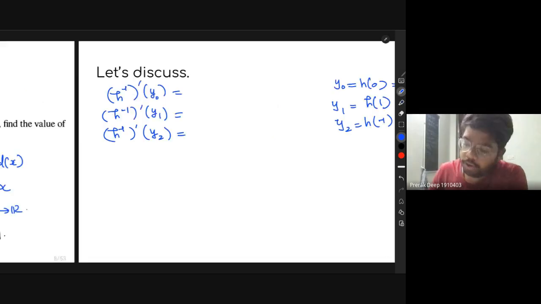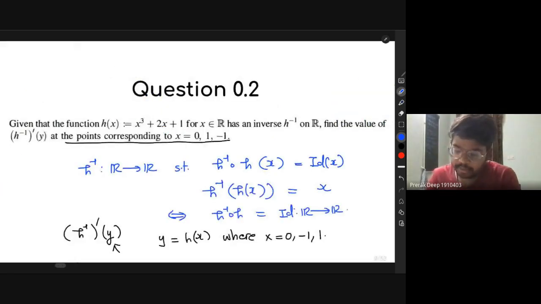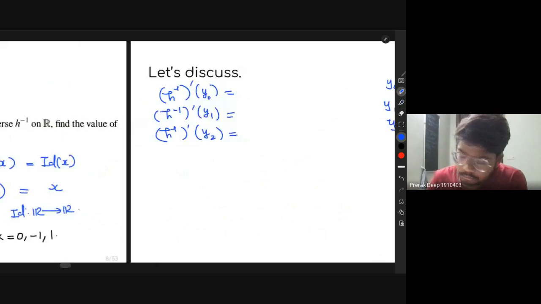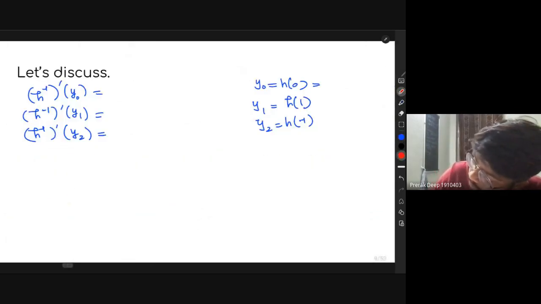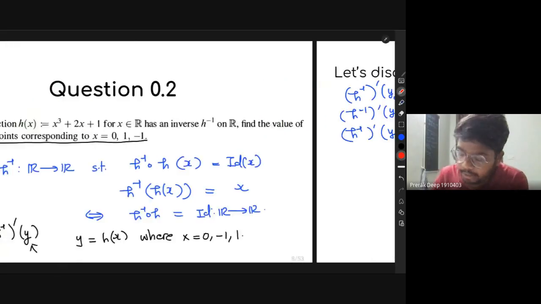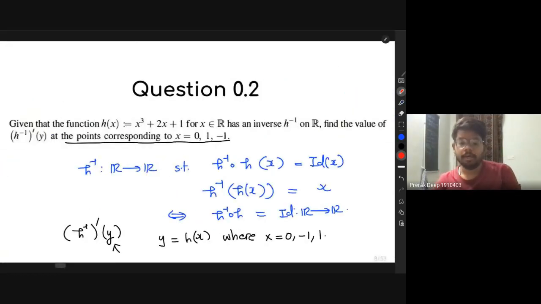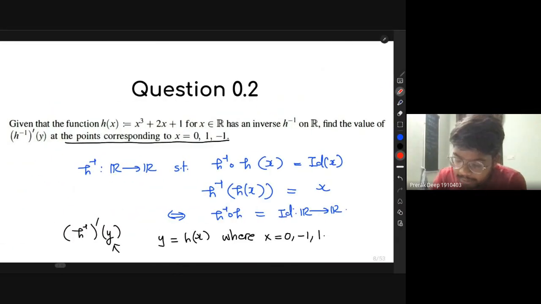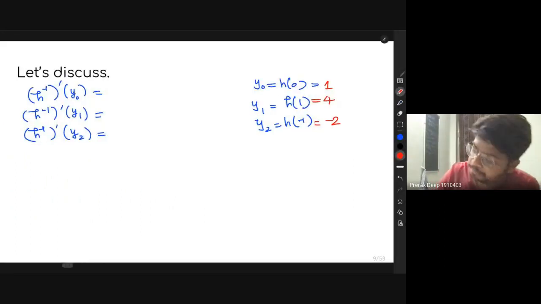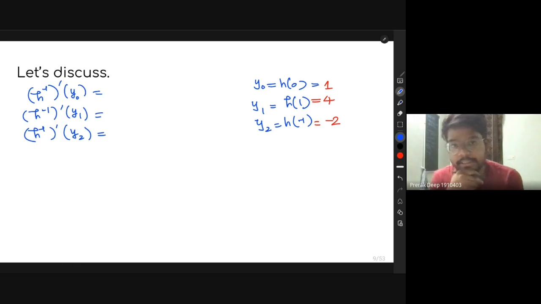Okay, so now what is y naught? If I replace this value in this equation, h of 0 is 1, so it is 1. H of 1 is 1 plus 2 plus 1, it is going to be 4. H of minus 1 is minus 1 minus 2 plus 1, so it will be minus 2. So you need to find out these values at these three points. Okay, now how do we do that?